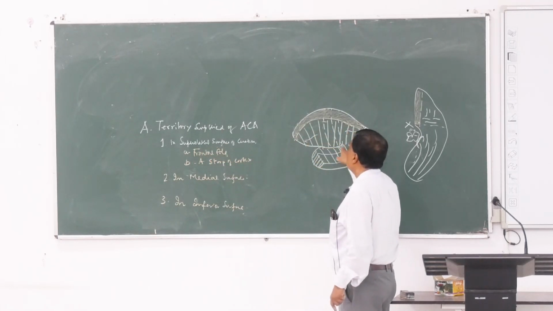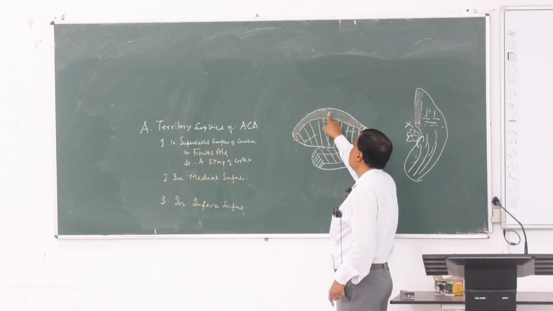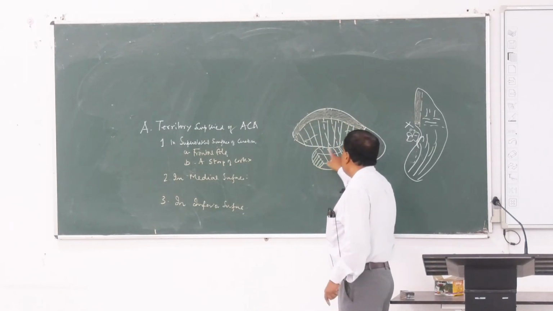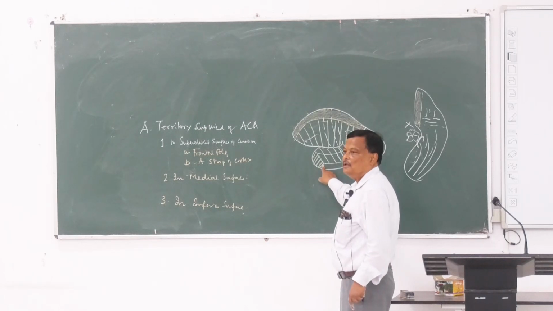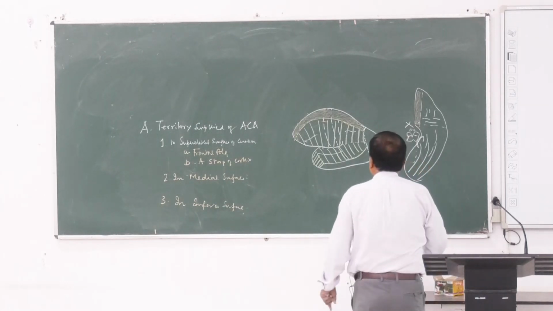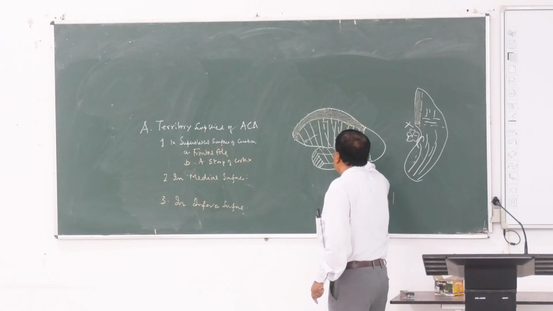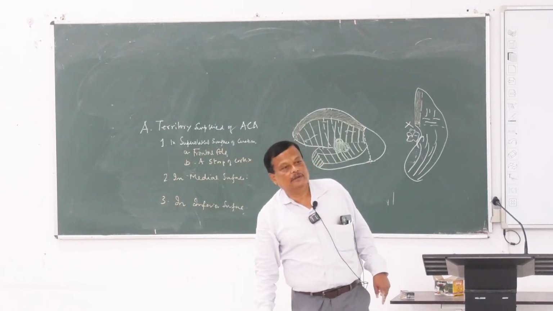Whole frontal and parietal lobe except a strip of cortex in the upper part, and also whole of the superior lateral surface of the temporal lobe except a strip of cortex by the inferior temporal gyrus, is supplied by the middle cerebral artery. And most important, Broca's area, sensory speech area, all are under control or supply of the middle cerebral artery.